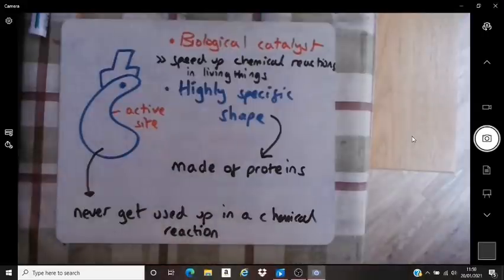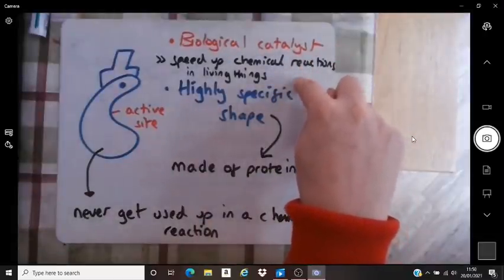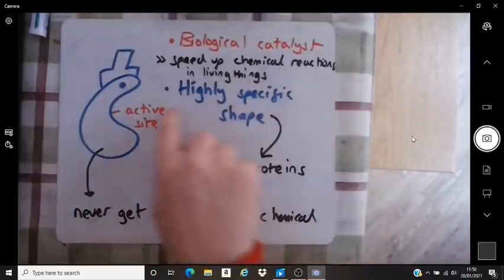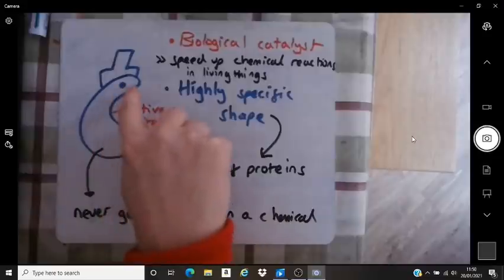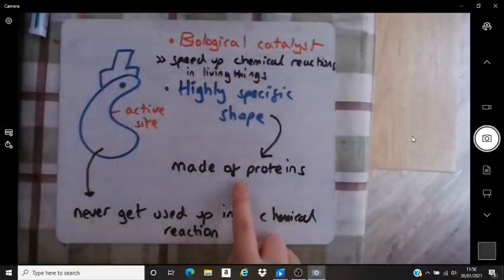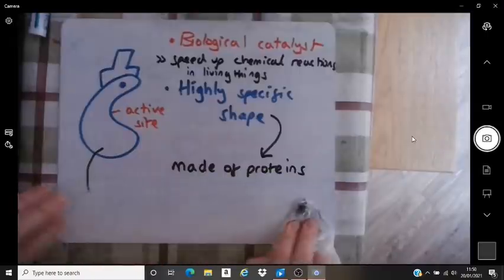So these are our key ideas, our key facts about enzymes. Biological catalysts, so they speed up chemical reactions in living things. Their shape is incredibly specific, in particular the shape of the active site, which is where these reactions take place. The reason why it's specific, and you can link this to the idea of inheritance and mutations, is because they're made of proteins, and they also never get used up in a chemical reaction.